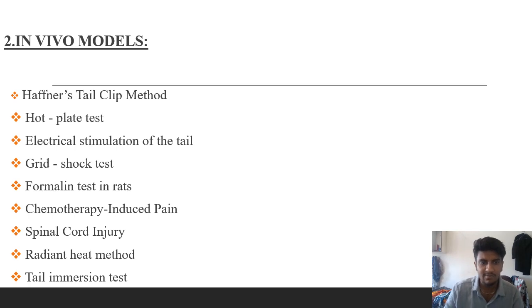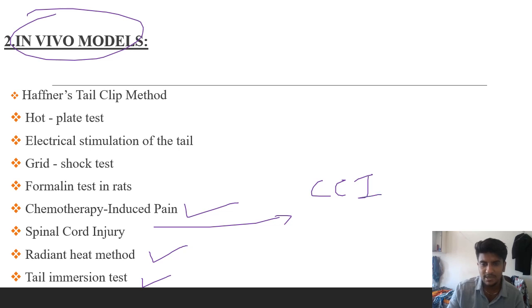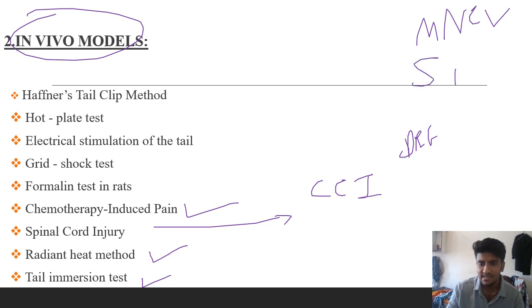In vivo models, we have a lot of different in vivo models like the tail immersion test, radiant heat test, chemotherapy induced model. There are a lot of chemotherapeutic agents like cisplatin that widely cause neuropathic pain and a lot of harm, oxaliplatin, cisplatin, right? Then in spinal cord injury, we have chronic constriction injury, where with the dorsal root ganglion you check the MNCV, motor nerve conduction velocity, and SNCV, sensory nerve conduction velocity, dorsal root ganglion, chronic constriction injury.